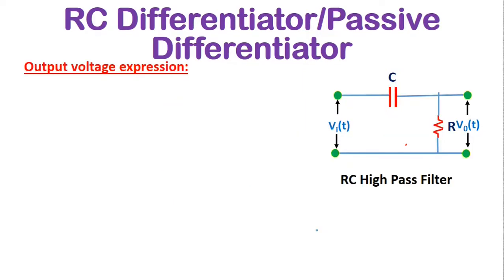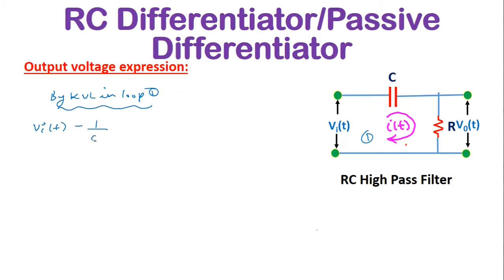Now we will derive the output voltage expression for the RC differentiator circuit. Let us assume the current through this loop is i(t) and this is loop number 1. By KVL in this loop, we will get Vi(t) minus 1 upon C integration of i(t) dt minus i(t) into R is equal to 0.